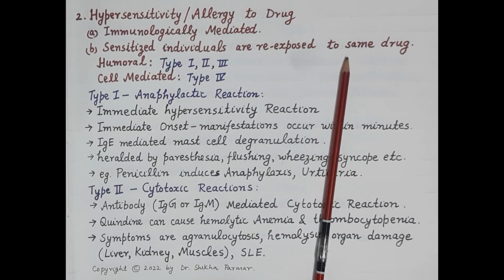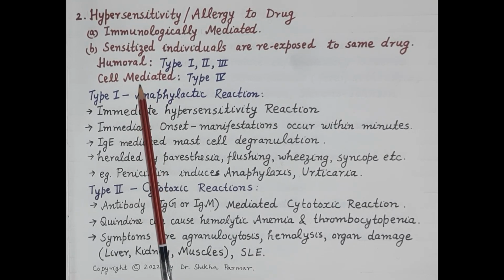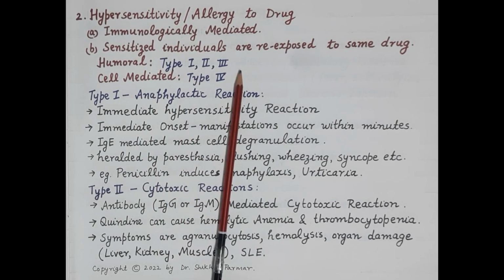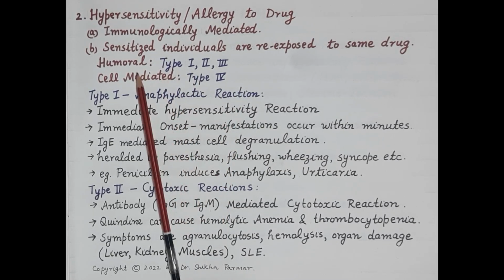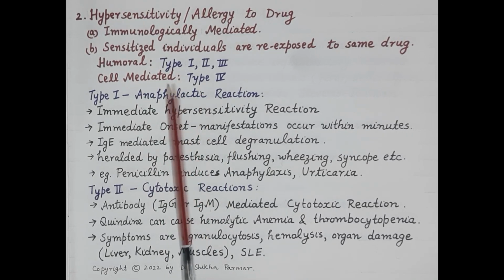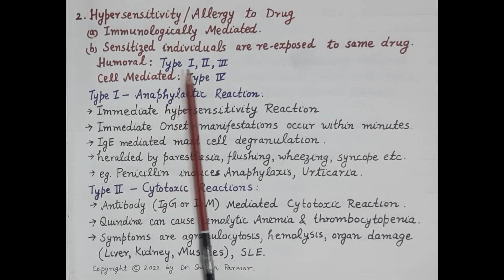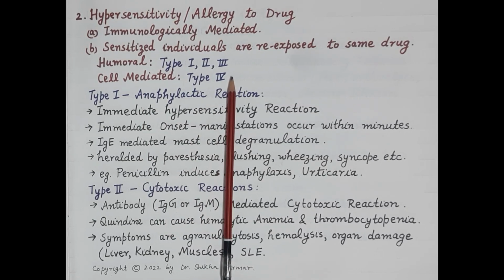Now, these allergic reactions can be humoral, that is, mediated primarily by the production of antibodies, and they can also be cell mediated. Here allergy is produced by the activation of cells, activation of T lymphocytes. Type 1, type 2 and type 3 allergic reactions fall in the category of humoral immunity, while type 4 allergic reactions come under the category of cell-mediated immunity. Now, let's talk about all these four types of allergic reactions one by one.